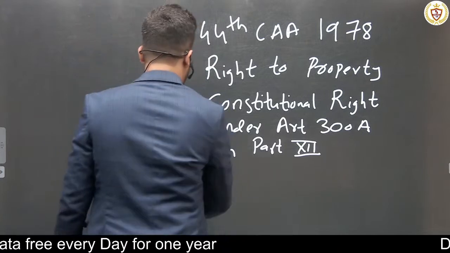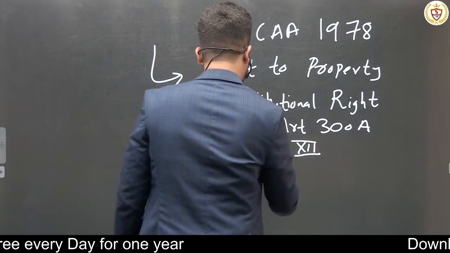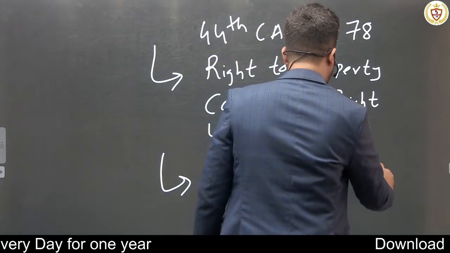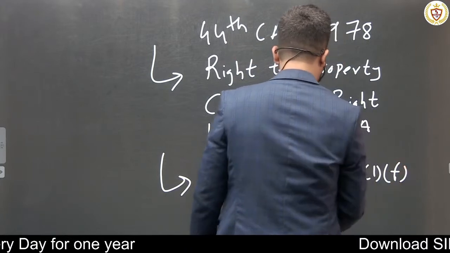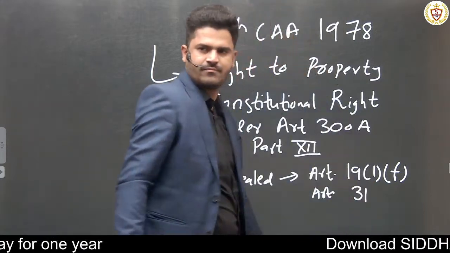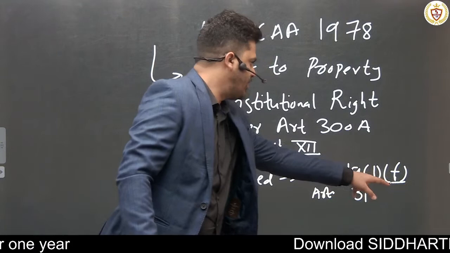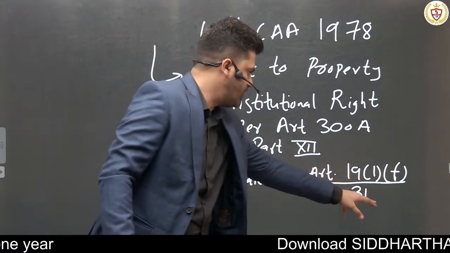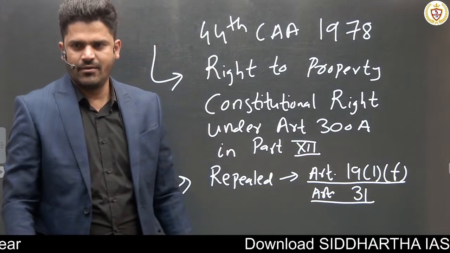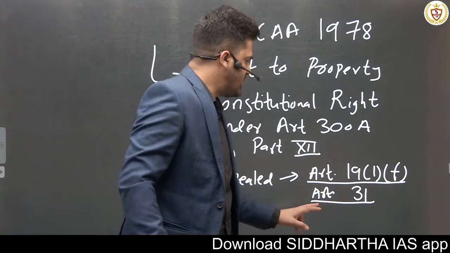And it repealed 2 articles under which right to property was fundamental. Article 19 clause 1 subclause F is repealed now, and Article 31. If you read the Bare Act, it is mentioned that Article 19 clause 1 is repealed, Article 31 is repealed, by which this question can also come: which Constitutional Amendment Act repealed Article 19 clause 1 subclause F and Article 31?